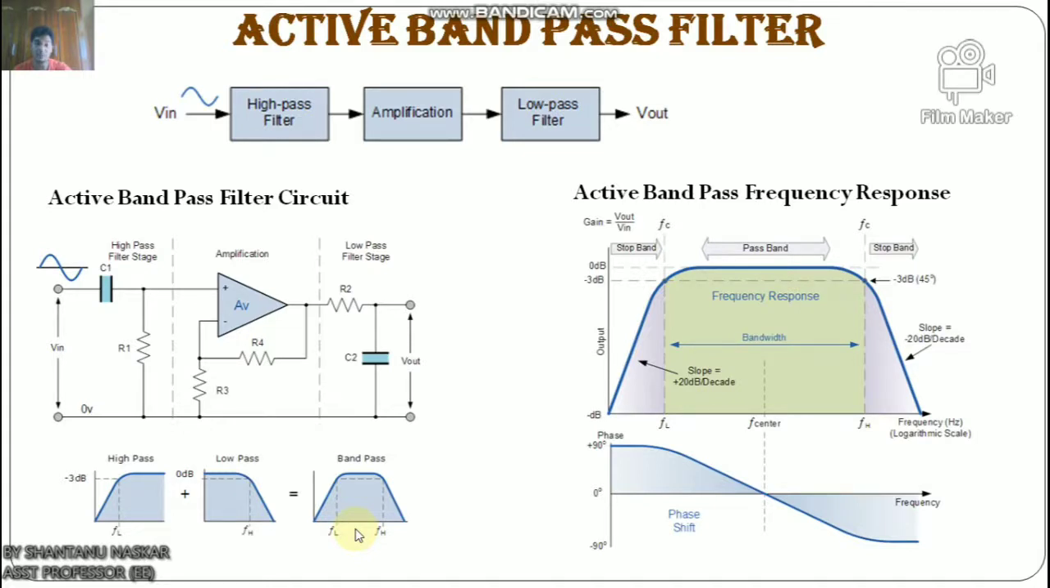For example, suppose we have a band pass filter whose minus 3 decibel cutoff points are set at 200 Hz and 600 Hz. So the bandwidth of the filter would be given as 600 minus 200, which is 400 Hz.